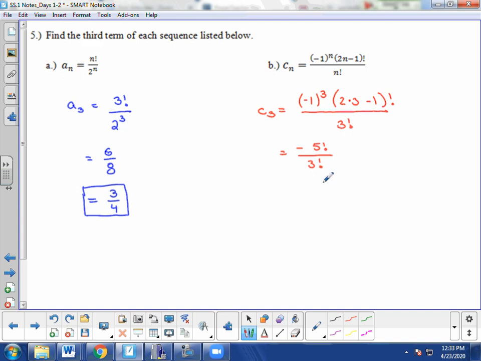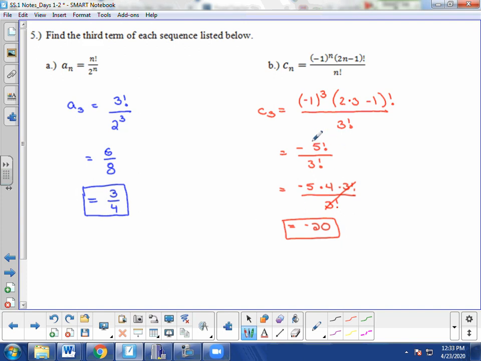So if I wanted to simplify this by hand, I could. I could do this as negative 5 times 4 times 3 factorial, all over 3 factorial. And notice that the 3 factorials cancel out, and that gives me negative 5 times 4, which is negative 20. So you could do this by hand.